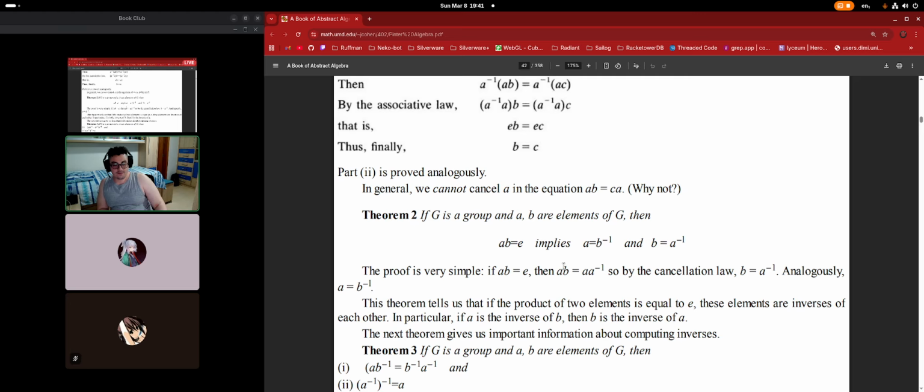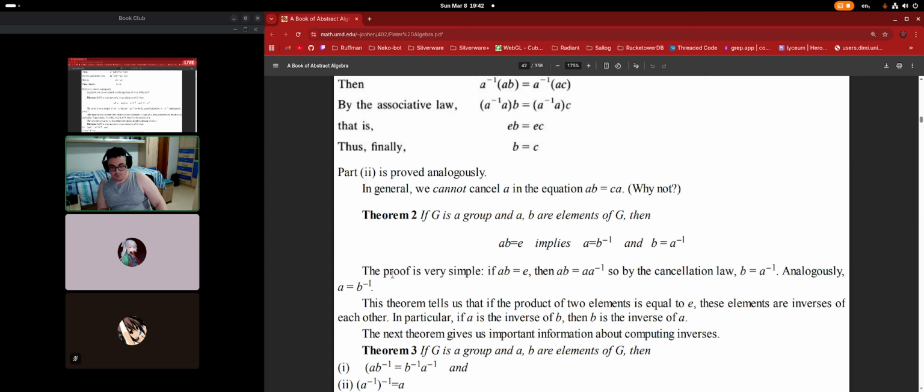This one is about inverse and identity. So if G is a group and A, B are elements of G, then if AB equals E, this implies that A is the inverse of B, or B is the inverse of A. Actually it implies both things. Yeah, sure. The proof is very simple.